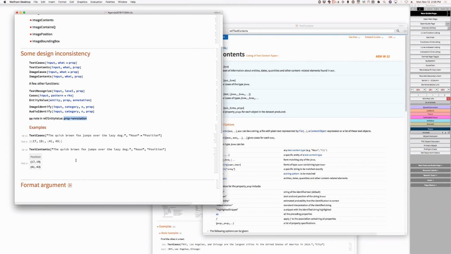Okay. And another thing that was bothering Jerome a little also is that, for example, for image identify, we have this syntax which is input, category, comma n, comma prop. So basically, if you want to specify the property, you have to go down till the 4th argument. Audio identify is new, has just been modeled after image identify, but image identify has been out for a while.